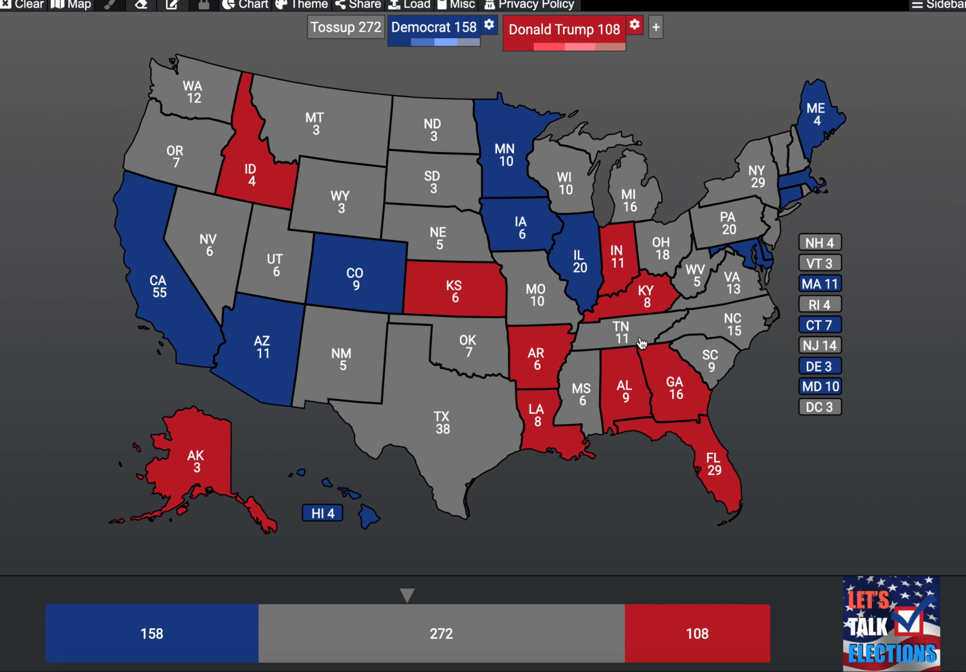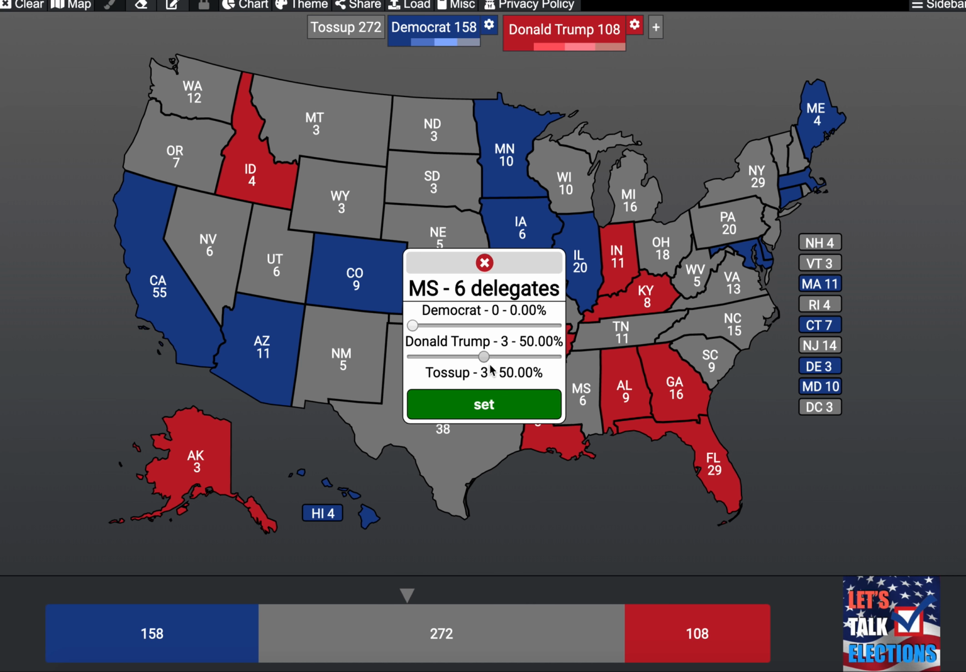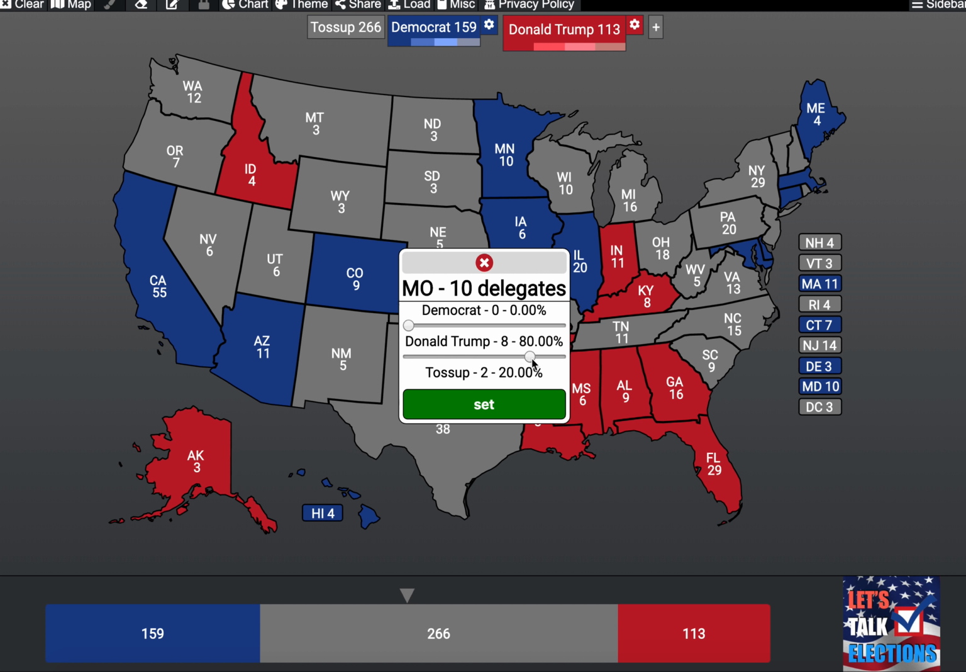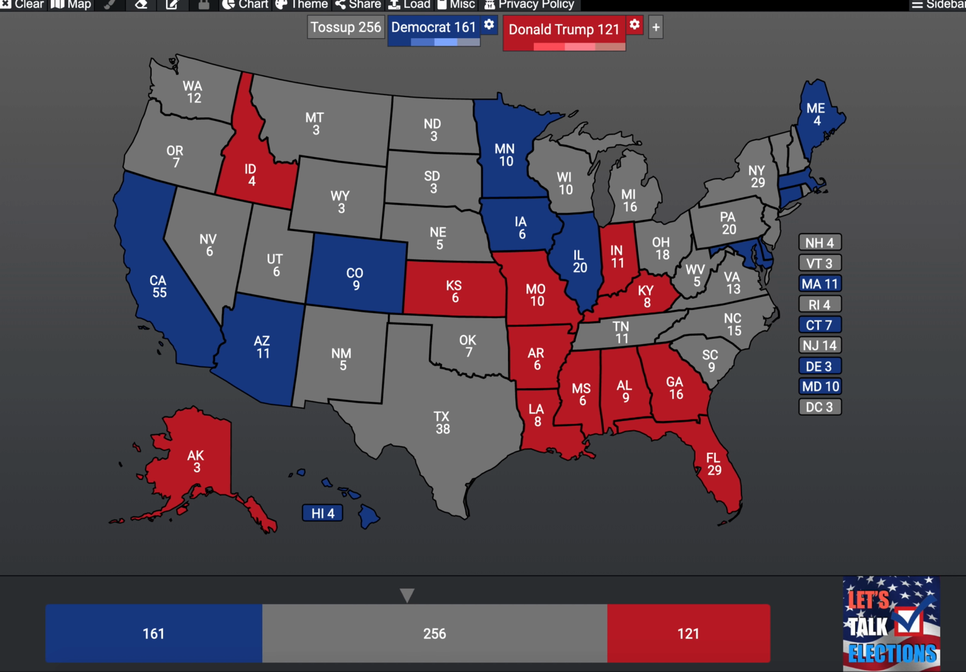Let's go ahead and hit Mississippi. The Democrats get 1 here, so 5 for the GOP and 1 for the Democratic Party. Missouri 6 to 2, so the Democrats get 2 and the Republicans get 8.